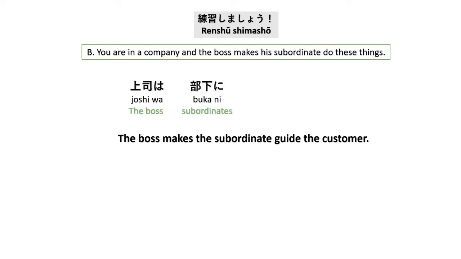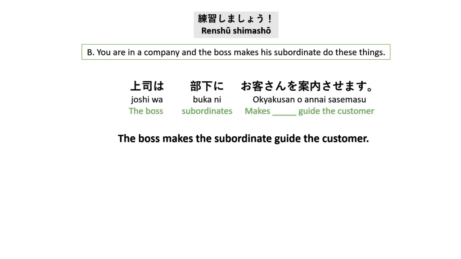The boss makes the subordinate guide the customer. So customer is okyaku-san. And annai sasemasu is the causative form of annai suru, to guide.